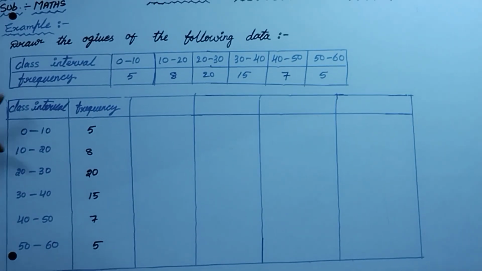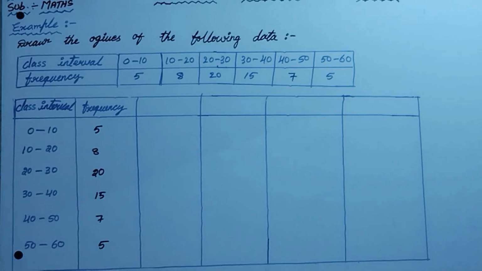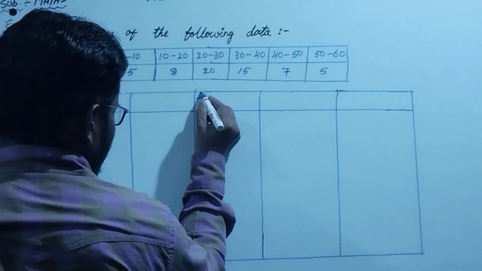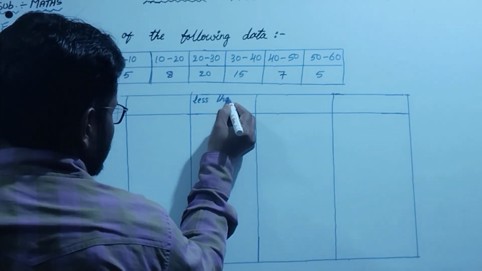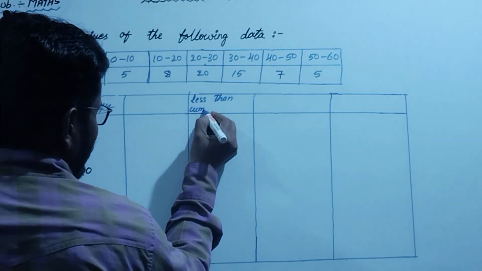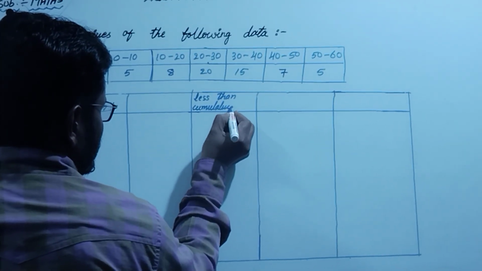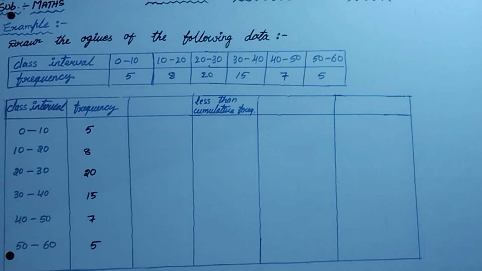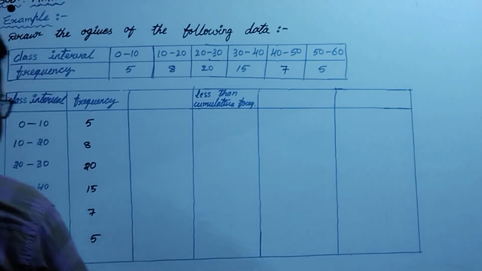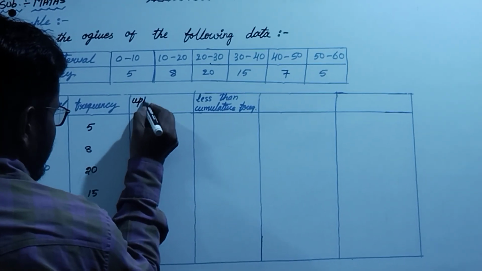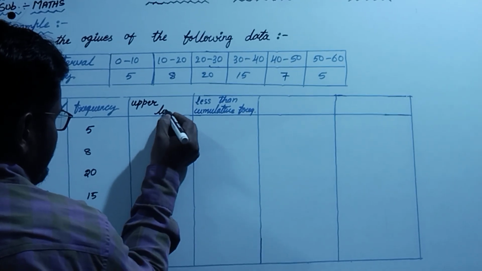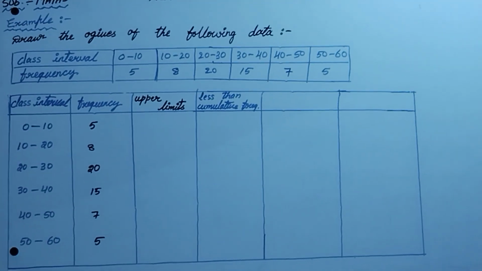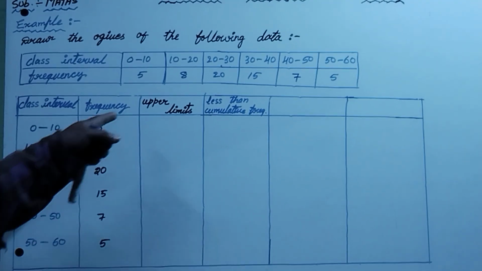So let's see, I have taken the class interval and frequency. Then for finding the less than cumulative frequency, which limits do I want? For less than I want upper limits. Remember, for finding the less than cumulative frequency distribution, I want upper limits.